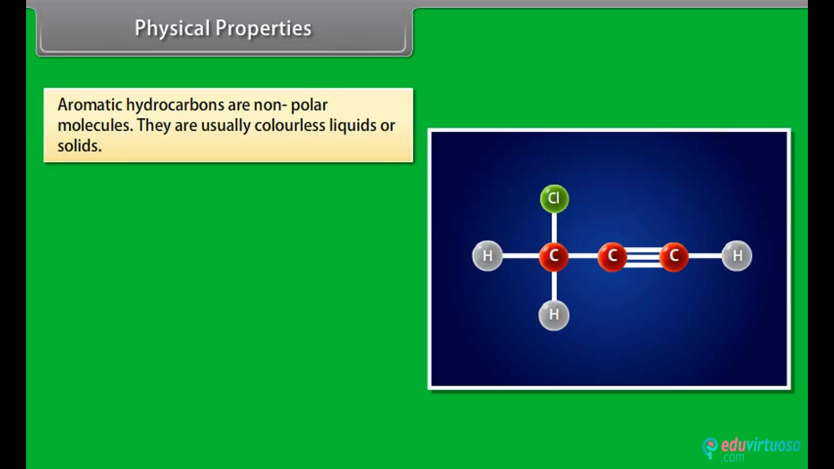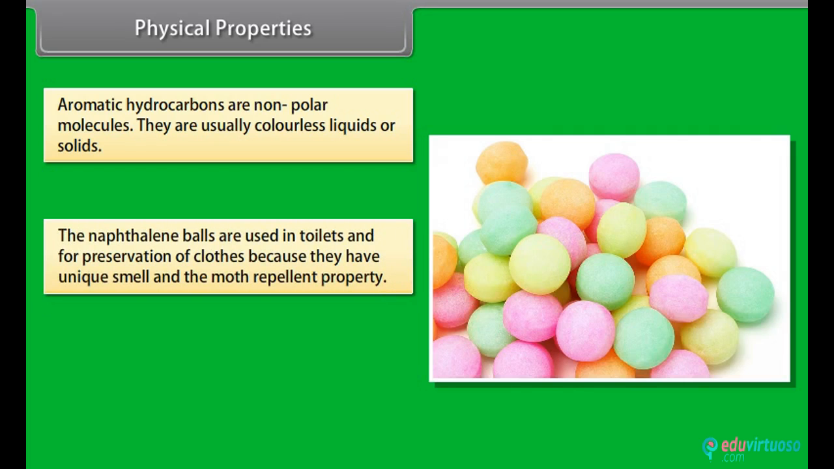Physical properties. Aromatic hydrocarbons are non-polar molecules. They are usually colorless liquids or solids. Naphthalene balls are used in toilets and for preservation of clothes because they have a unique smell and moth-repellent property.